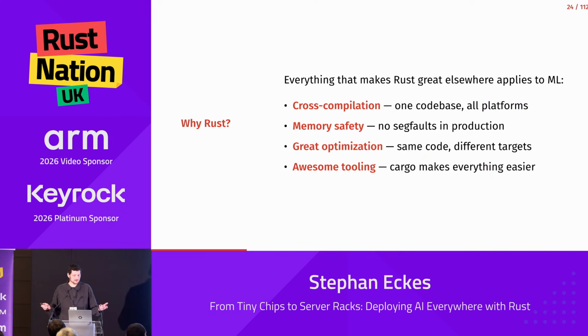So I dived into that and looked at whether there are already frameworks available. And I wanted to use it obviously because everything that makes Rust great elsewhere applies to ML as well. You have the cross compilation, which just works really nicely for different architectures. You have the memory safety, you have the great optimization, even for different targets, and the awesome tooling.